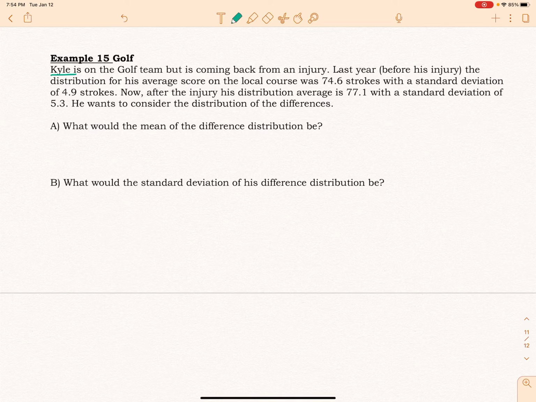Okay, AP Statistics. We are still in Unit 6, but not for long. This is our last example. So Kyle's on the golf team. He's coming back after an injury.